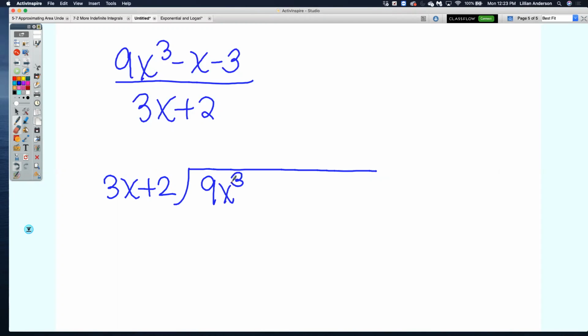Any missing terms. It's the same thing here as with synthetic division. I'm missing which term? The x to the second. So you need to make sure that you put a placeholder in for any missing terms, just like you would if it was synthetic division. Then you ask yourself, what times 3x gives you 9x to the third? 3x squared. It's always the first term of your divisor going into the first bit of your dividend.